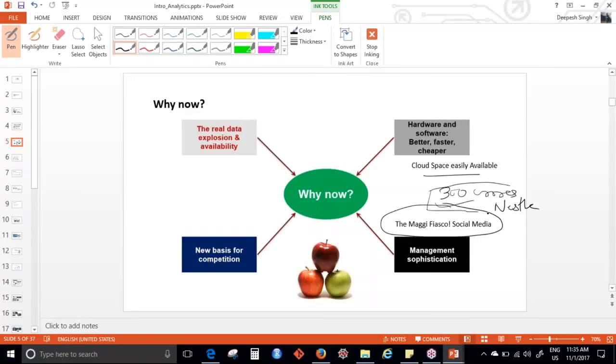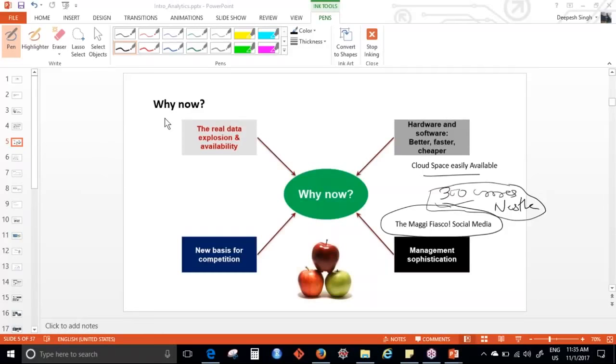So this is the direct loss to Nestle because of that, and there were a lot of indirect losses also, because even after the government cleared the next samples of Maggi, still people were afraid to consume it. Okay, so those were the indirect losses. So we can see the importance of analytics in this slide.